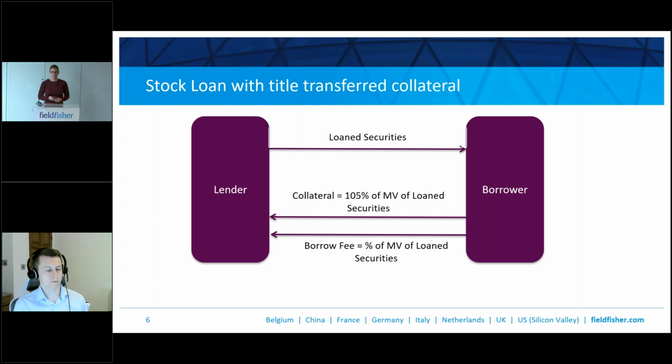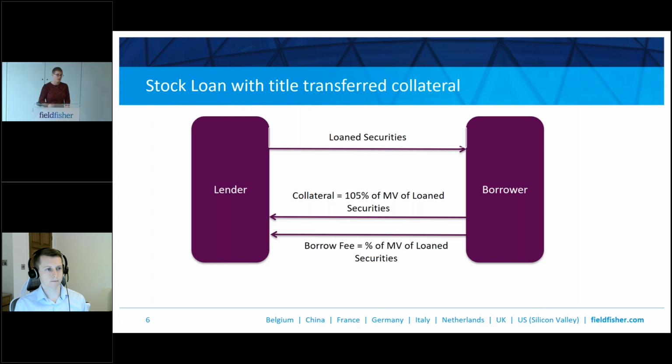So just before we look at the pledge, I thought it would be useful to remind everyone what the traditional title transfer arrangement looks like. This is a diagram of a typical stock loan, where the lender lends loan securities to the borrower. It does that by transferring title of the loan securities to the borrower. So the borrower can do with those securities what it wishes.